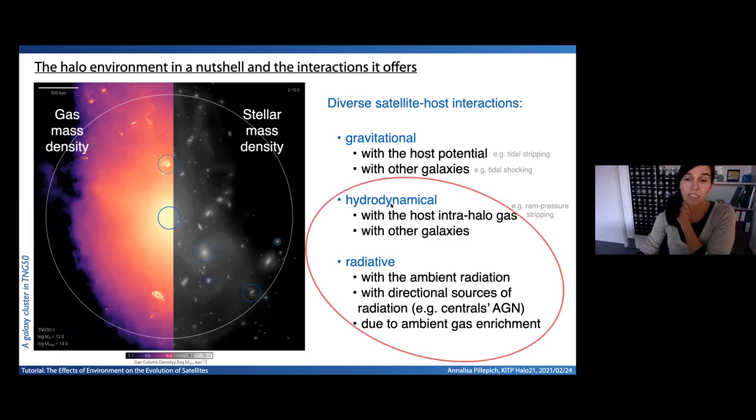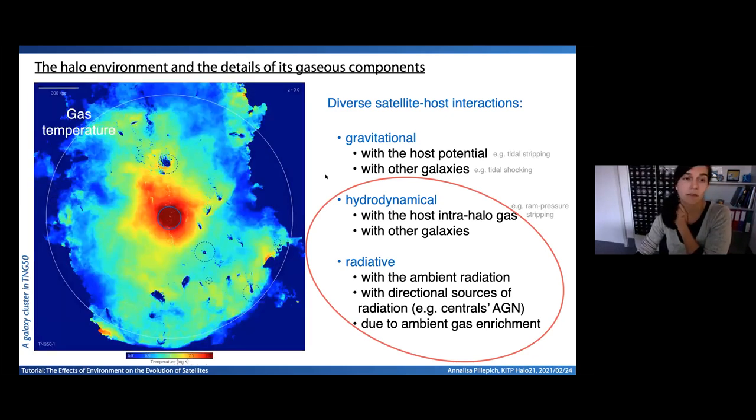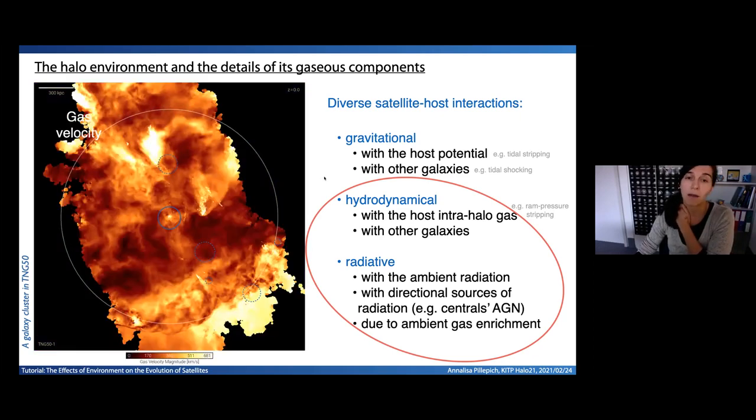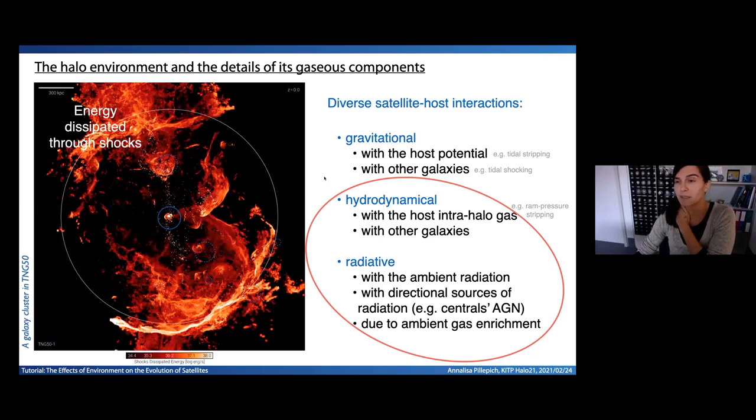And so for this audience, we're really more thinking about the hydrodynamical and maybe radiative interactions. And it's all about the properties of the intra-halo gas, not just gas density, but also gas temperature, or gas metallicity. And also satellite evolution may depend on how homogeneous or heterogeneous this intra-halo gas is, and how it moves, how chaotic or turbulent it is, as you can see here in the velocity field or even in energy dissipated through shocks.